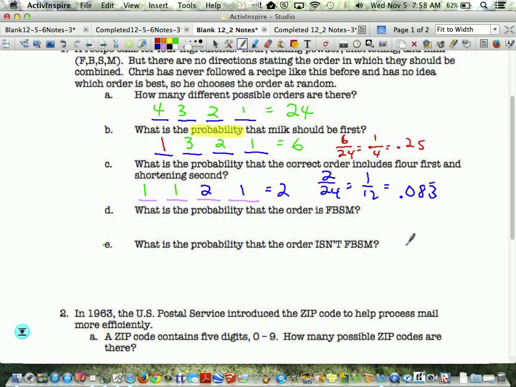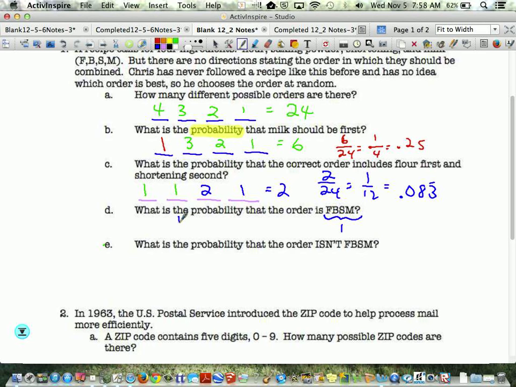0.083 repeating, so about 8%. What is the probability that the order goes, specifically F, so flour, baking powder, sugar, milk, I don't even know what they were. So a very specific order. How many ways can it be in that order? One way. This only happened one way.